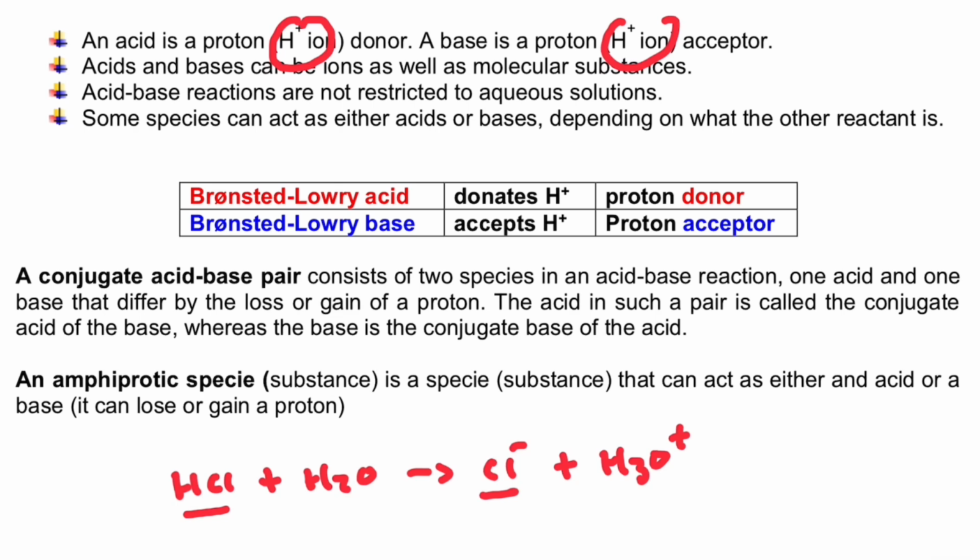Initially it was HCl, now it is Cl minus. So clearly it has donated a proton, so we would refer to it as an acid. Okay, does it mean that to classify a species as an acid or a base, we do not consider the hydrogen?